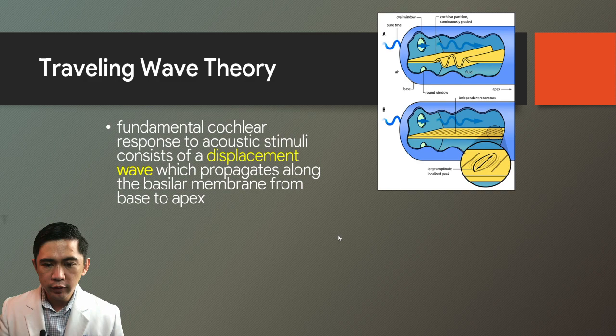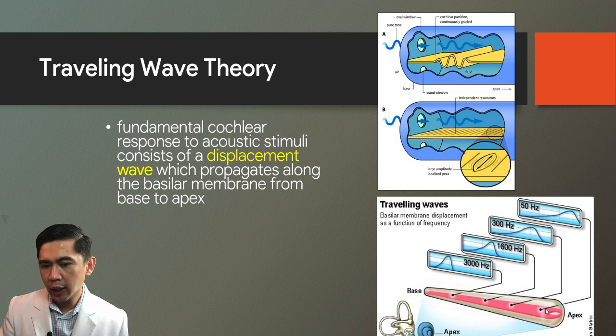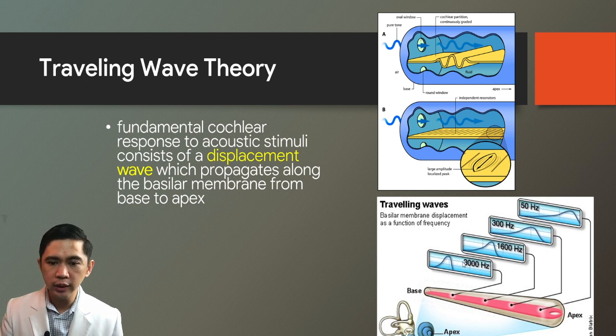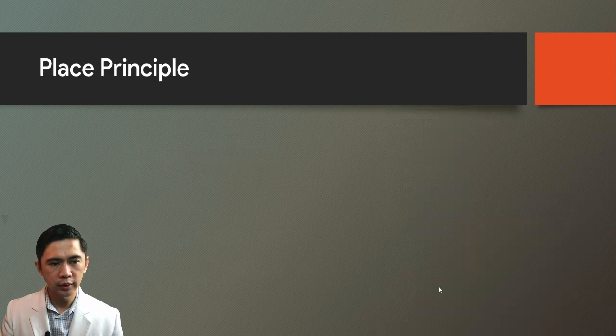So as we can see in the video, the waves travel from the base to the apex, and the base and the apex have different frequency sensitive areas. Take note that the base is very sensitive to high frequencies and the apex is sensitive to lower frequencies. So 3000 here, and at the apex it is lower, 50. Again, base higher frequencies, apex lower frequencies. This is what we call the place principle.